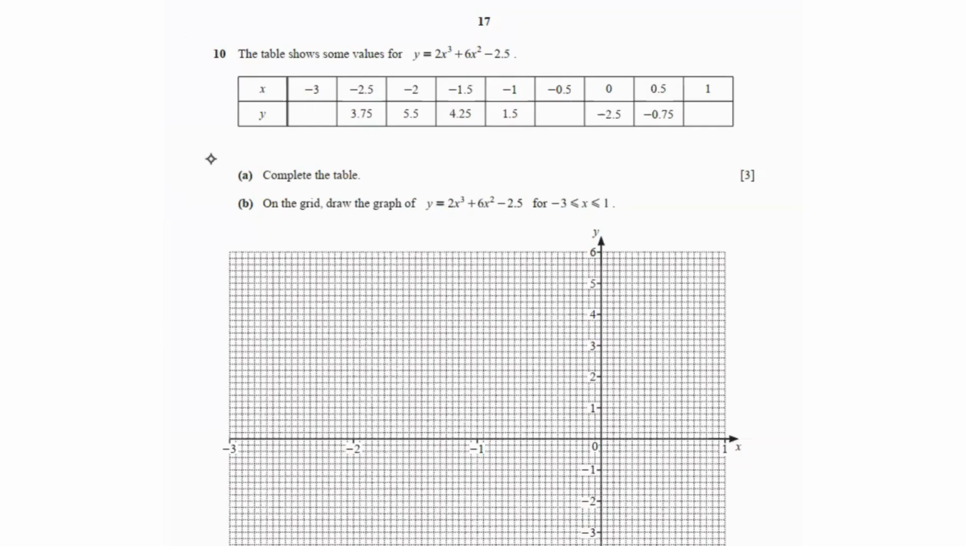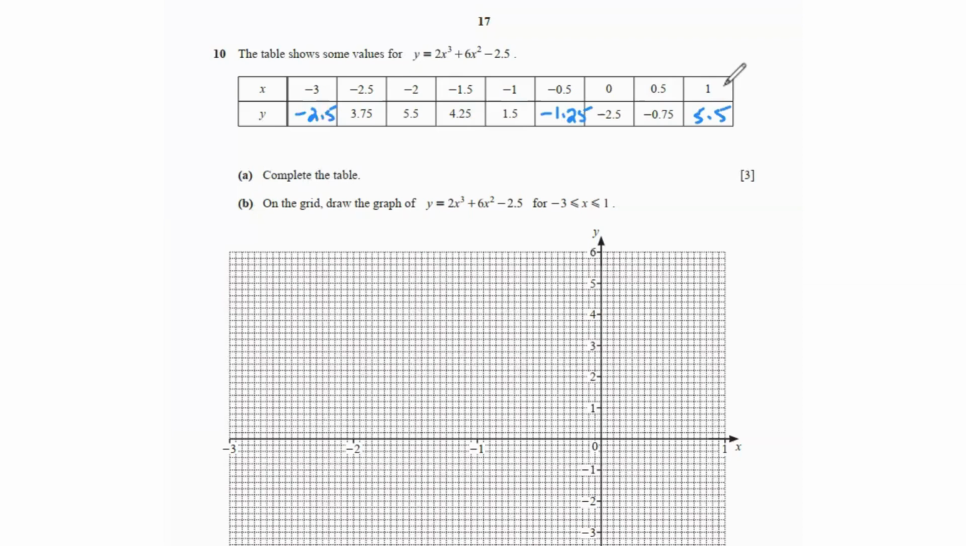When your x is -3, y should come out as -2.5. When it's -0.5, y should come out as -1.25. And when x is 1, y should be 5.5. These are your missing values of y. Once we have completed the table, they're asking us to draw the graph of this equation on the grid when x is between -3 and 1.